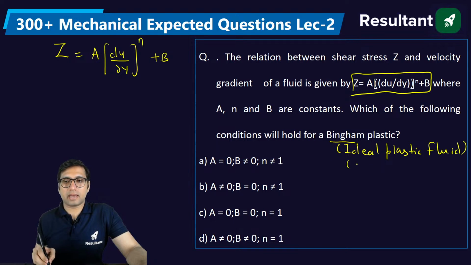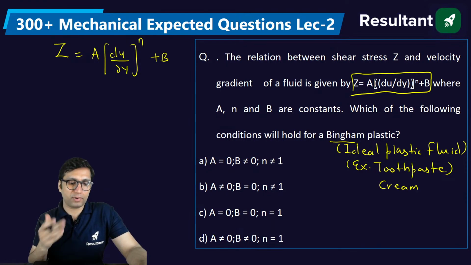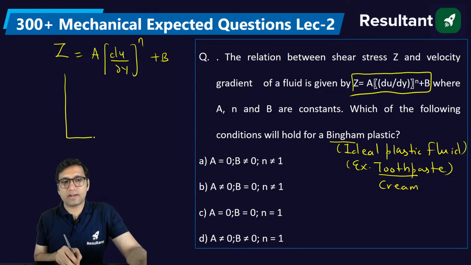An example is toothpaste. You must have seen any kind of tube, like a cream, any cream that you apply for beauty, or sunscreen. If you just press from the back, the process of extrusion will take place, right? So toothpaste is an example of a Bingham plastic fluid. This is the behavior shown by a Bingham plastic fluid. So for a Bingham plastic fluid, what will happen?